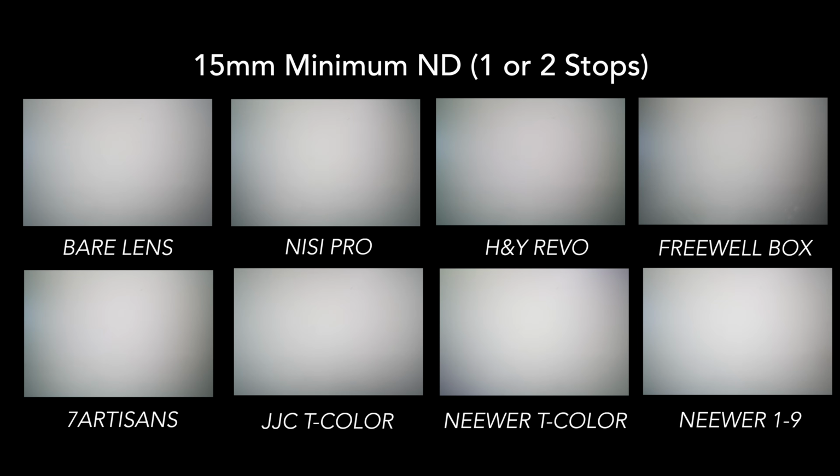And if we look at this image, we've got 15 millimeters at the minimum ND, 1 or 2 stops, because one of the filters starts at 2 stops. And we need to compare the bare lens image to the other images. If you look across all these, I think these are all quite usable. I'd say the 7 Artisans, JJC True Color, and Neewer Pro maybe are the best, but for the most part, there's no meaningful difference, and I think they're all fine. Notice the bare lens image does have some vignette already, so definitely compare that to work out what you're seeing.